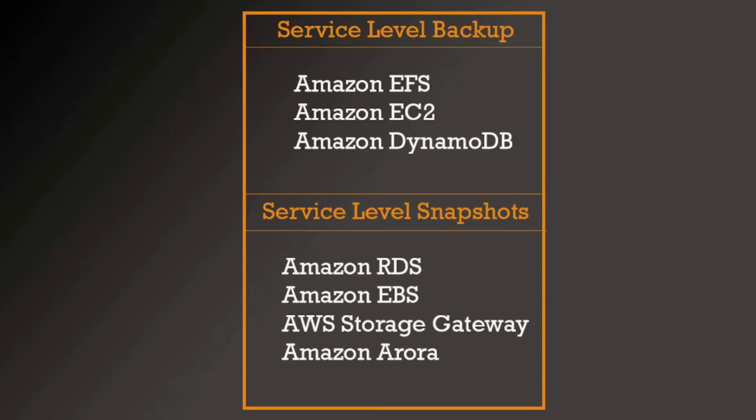Out of these resources, the first three are backed up by service level backups, and the other four are backed by service level snapshots. Service level snapshot means whenever we take a backup of EBS volume, we create a snapshot of the volume. Similarly, when we take the backup of EFS, we don't create the snapshot, but we take the backup of the files which are stored in the EFS share. We will quickly go to the AWS console and see how the backup and restores can be done.